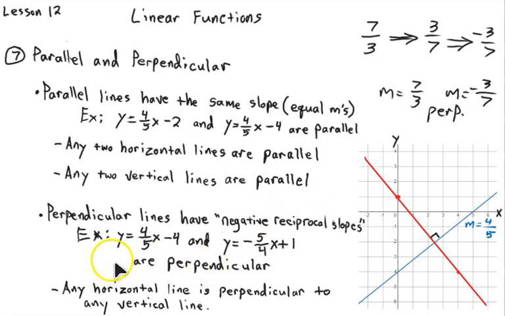Okay, and then the last fact I'm going to give you is this: any horizontal line is perpendicular to any vertical line. So for example, this right here is a vertical line, and this is a horizontal line, and you can see that where they meet, they are perpendicular. So any vertical line is perpendicular to any horizontal line. Okay, and that's it. Those are the 7 facts that you need to know about linear functions.